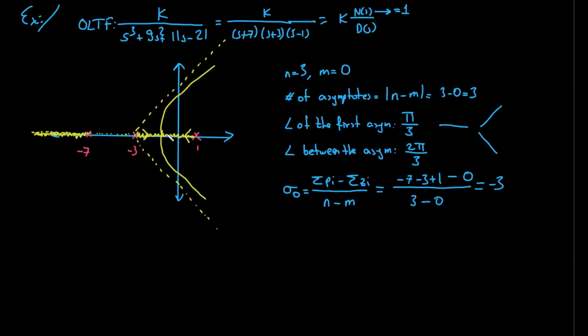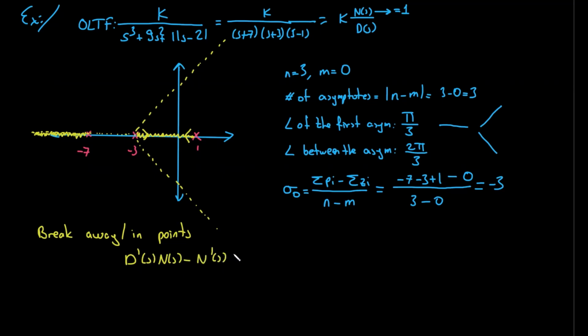Okay. Then I can conclude that for some small values of k, the system is still stable because all closed loop poles will remain in the left half plane, but after a certain value, the system will again be unstable. And how can I find that? Where they will meet? By finding out the breakaway or break-in points. Okay, so I write down breakaway and break-in points. And I simply said that the equation that will give me the breakaway and break-in points was d prime of s n of s minus n prime of s times d of s equals 0.